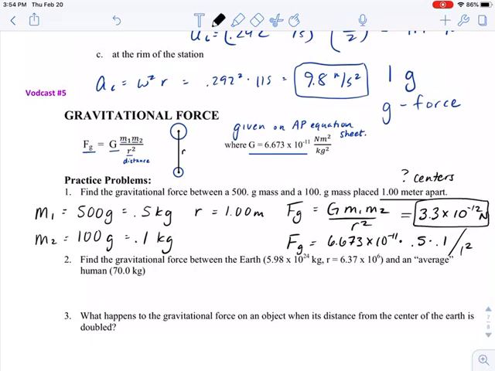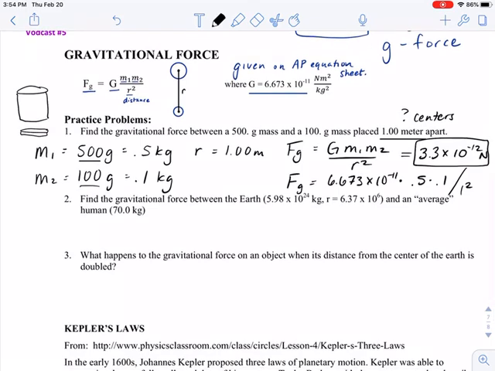Now this is not a very big force, and when I look at these objects, these are pretty small objects. You can think about the 500-gram mass that we have in the classroom that kind of looks like a cylinder, and the 100-gram mass that is a bit shorter. They're not going to have a huge attractive force. There is an attractive force between them, but it's not very large. In fact, it's 3 trillionths of a Newton.